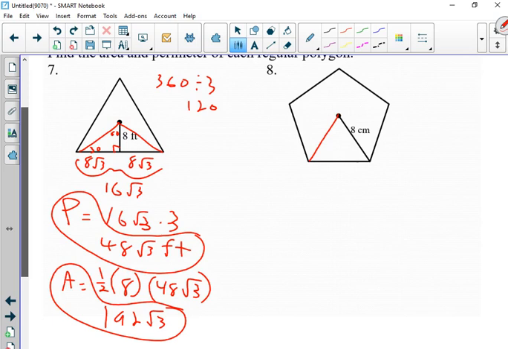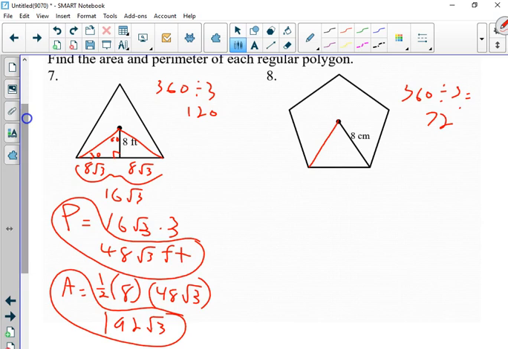Again, we have a pentagon, 5. So 360 divided by 5 is 72 degrees. There's actually 2 ways to go about this. So if you want to watch both of them, that's fine. If I drop this down, this is 36 degrees right there. So I need to find x. I have my hypotenuse and my opposite, so I can do sine of 36 equals opposite over hypotenuse.